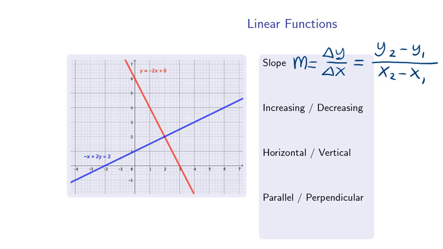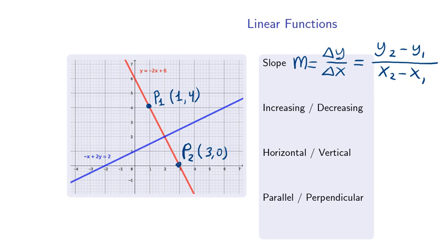Let's take a look at an example. On the red line, we can pick any 2 points to compute the slope. Here's point 1, and that's an x-coordinate 1, y-coordinate 4. And here's another point. We'll call it point 2, x-coordinate 3, y-coordinate 0.